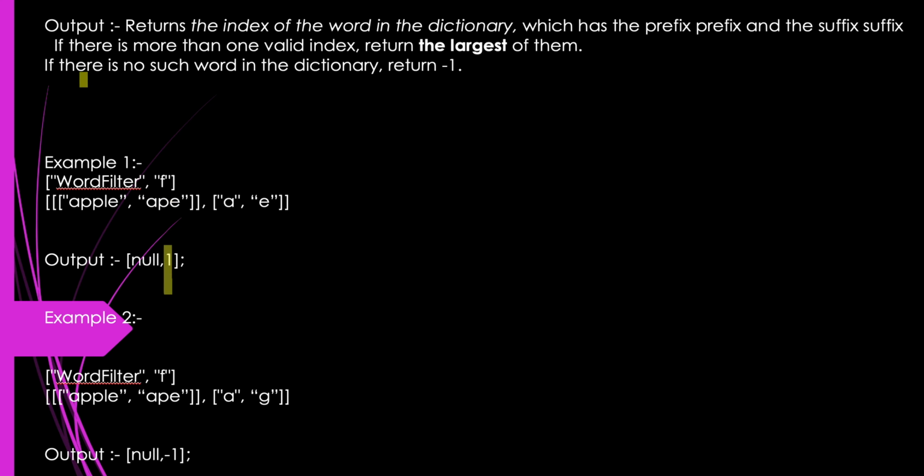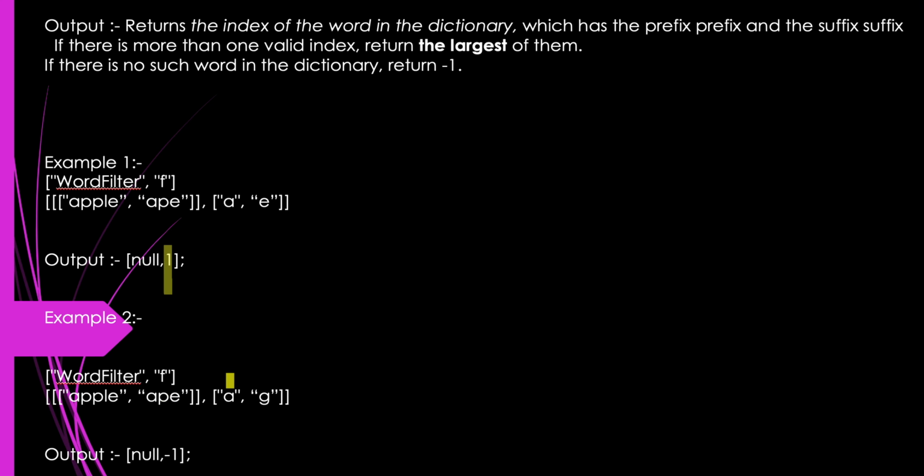And second point is, if there is no such word in the dictionary, return -1. So example for this is, in word filter we are having apple and ape, and in f we are having prefix as a and suffix as g. So we are not able to find any such word satisfying these conditions in word filter. So our output here is -1.